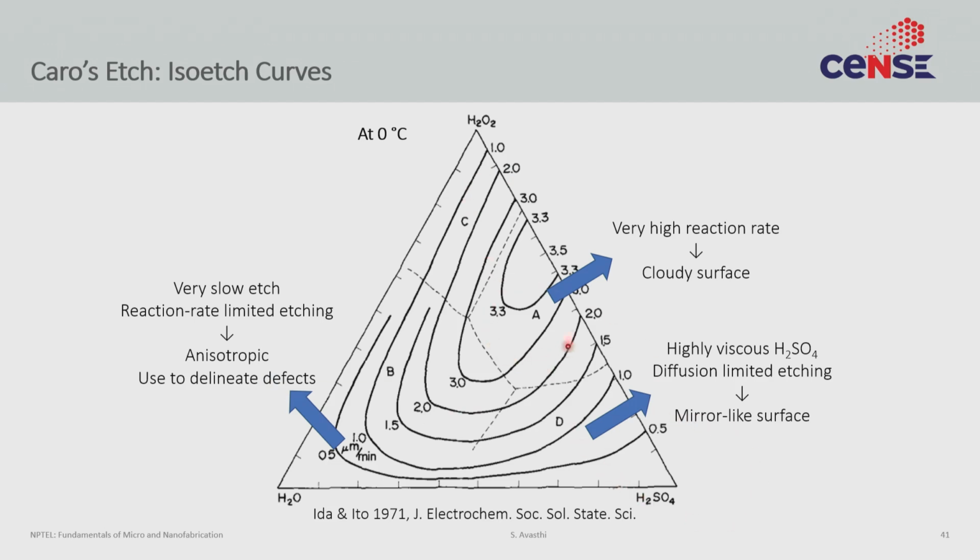So somewhere in the middle, of course, the etching rate is the maximum. This is because the concentration of H2O2 and H2SO4 both is very high. Often we don't use these regions. That is because the etching rates are not very well controlled. The surfaces don't come out clean. They often come out cloudy and not useful for microfabrication.